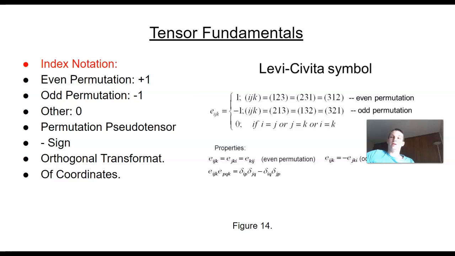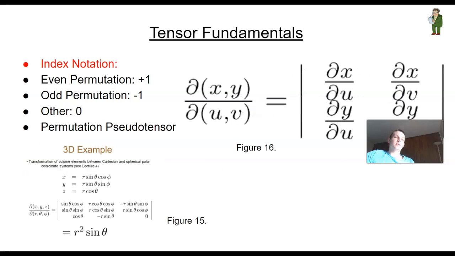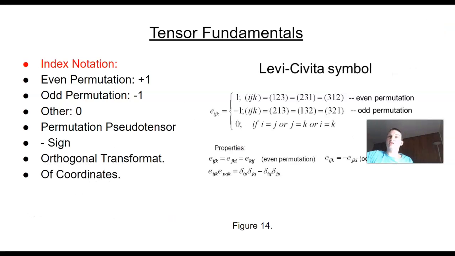In calculus 3, the Jacobian matrix is a determinant that helps change between coordinate systems such as Cartesian, spherical, cylindrical, or polar. Figure 16 is the Jacobian determinant. Figure 15 shows the computed Jacobian determinant for Cartesian to spherical coordinates. And as you can see, the permutations with the Levi-Civita symbol.